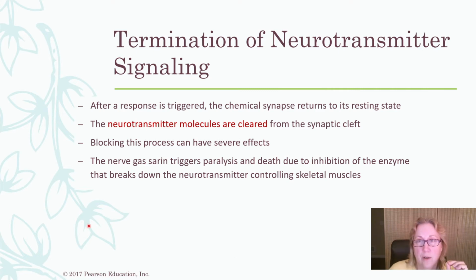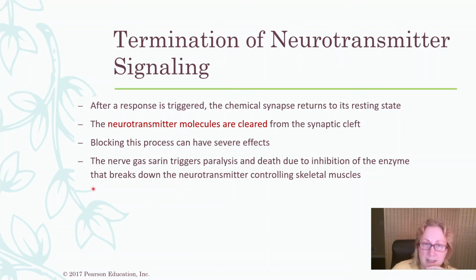The end of the signal happens almost immediately. When neurotransmitter is released into the synapse, it has to be cleared out of that synapse very quickly to allow for another signal. There are a couple of different ways that neurotransmitter is cleared from the synapse. One is that the molecules themselves can be destroyed so that they no longer bind to the receptor. The other is that they can be taken up by the neuron that released them and reused.